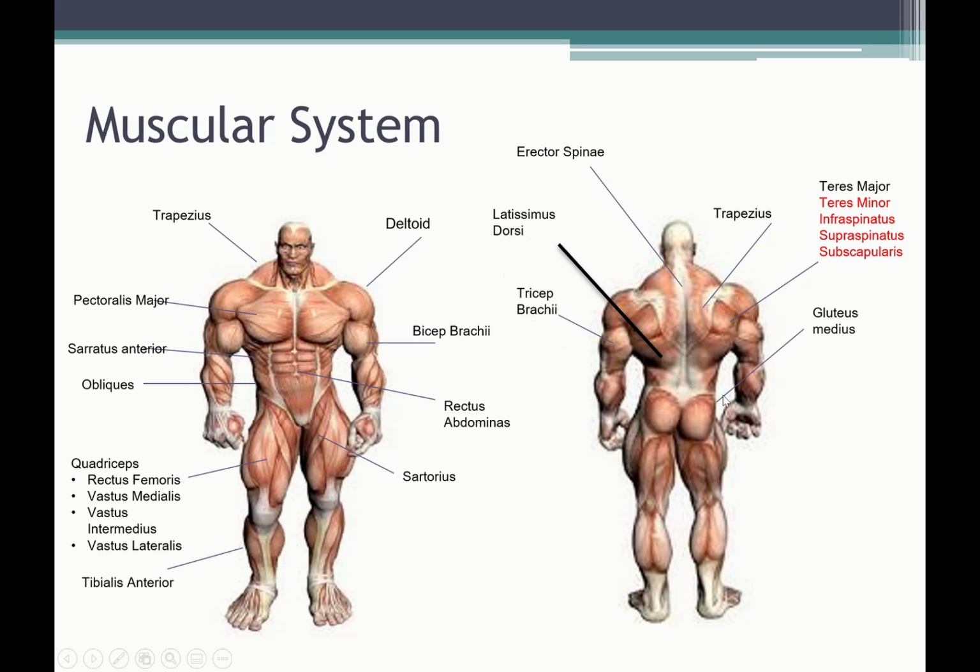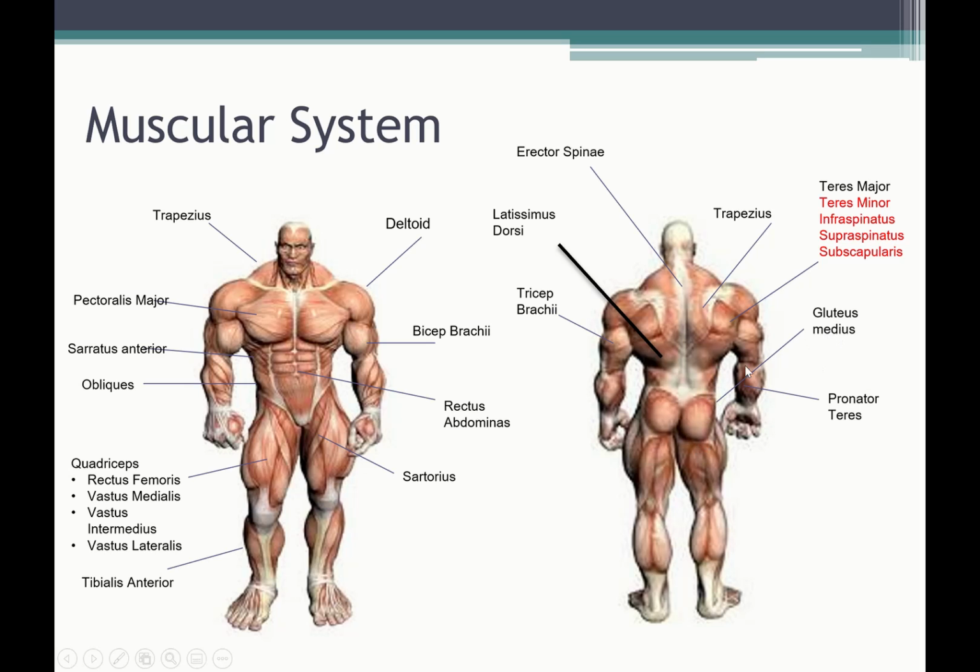The gluteus medius. Now the gluteus of course is the buttocks, and the gluteus is actually made up of 3 different muscles. The gluteus medius, gluteus minimus, and then of course the gluteus maximus. So the gluteus medius we find on the lateral aspect of the glute.